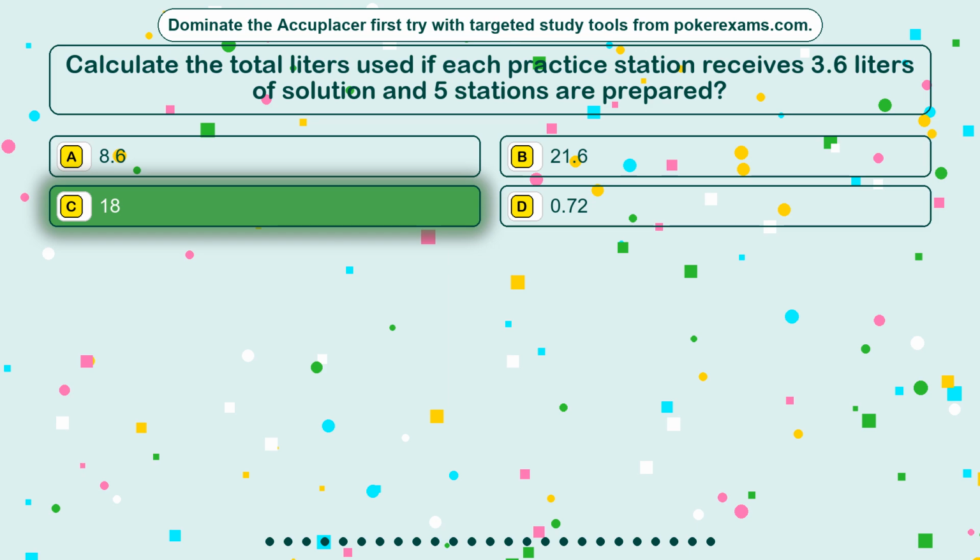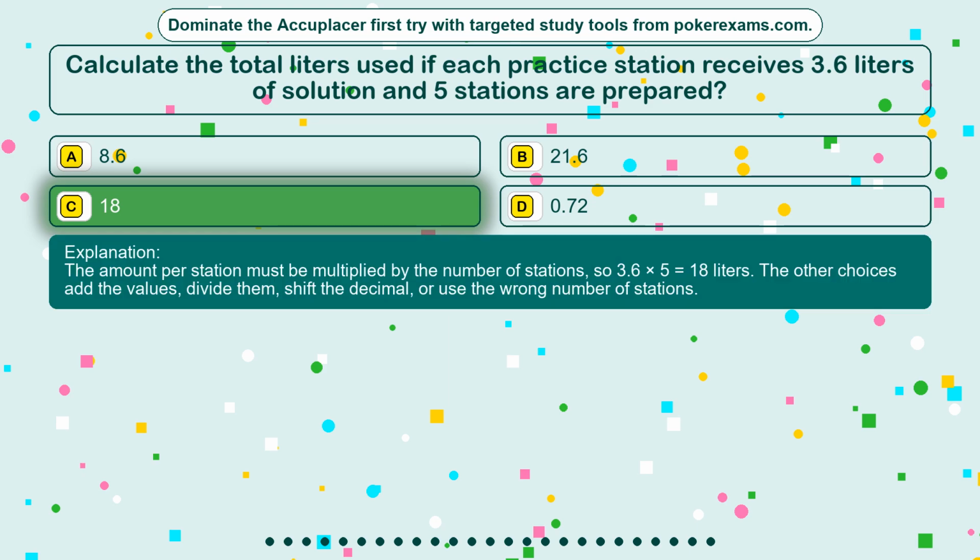The correct answer is option C, 18. The amount per station must be multiplied by the number of stations, so 3.6 times 5 equals 18 liters. The other choices add the values, divide them, shift the decimal, or use the wrong number of stations.